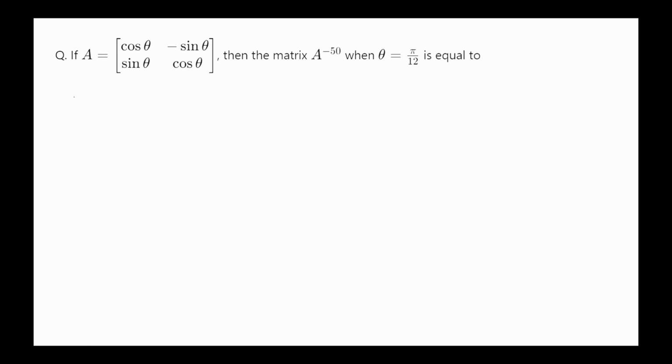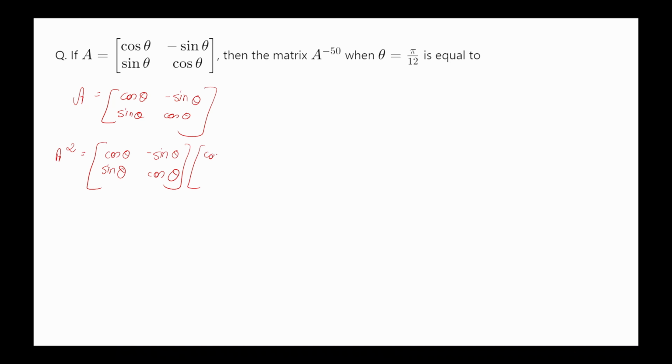So first, since this is our A, which is [cos theta, minus sin theta; sin theta, cos theta], I'll try to find A square first. So what would A square be? It would be this matrix multiplied with A itself. Upon multiplying this, what am I going to get? This would become cos square theta minus sin square theta. So what is cos square theta minus sin square theta? Cos of 2 theta. So this would become cos 2 theta.